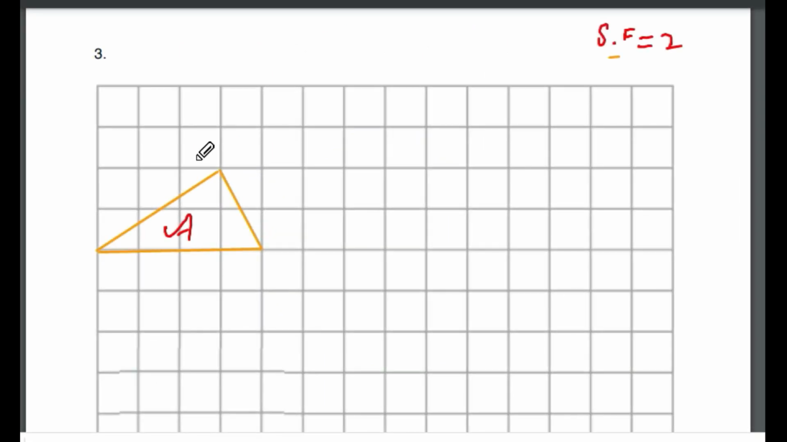Look at this triangle now. We need to enlarge it by scale factor equal to 2, right? The same way we have to count the units of each length. This is length AB, and we can name this triangle as ABC. Now we are going to find new points as A dash, B dash and C dash. AB is equal to 1 box, 2 boxes and 3 boxes. How many boxes? Now we need to enlarge it, 3 times 2, because scale factor is equal to 2.